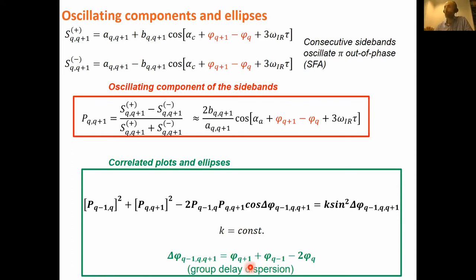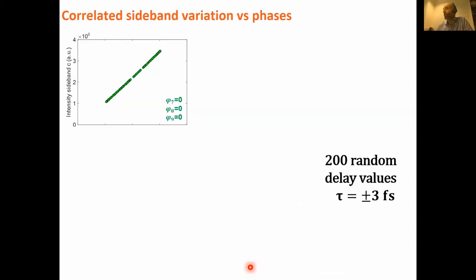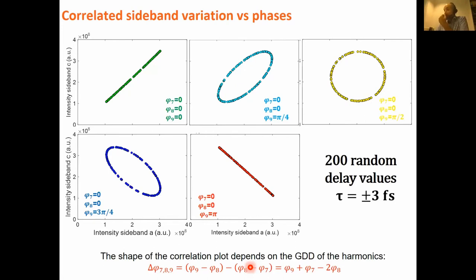So just by looking at the correlation plots, we immediately have information on the group delay dispersion of the group of three harmonics. Here, just to give you some idea how they look, if the three harmonics are perfectly in phase, the correlation plot is given by a perfect linear behavior. If the phase difference is equal to pi, like in this case, the sidebands are oscillating out of phase, and then there is a perfect negative correlation. In general, the correlation plot will be given by an ellipse, like in this case.